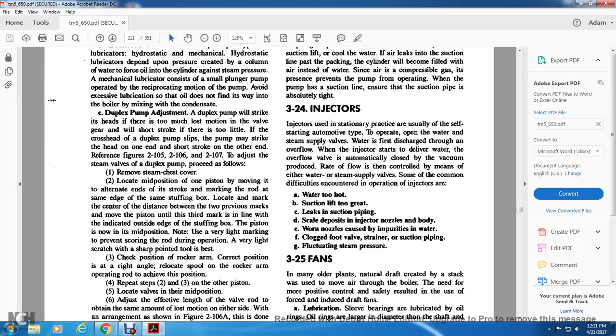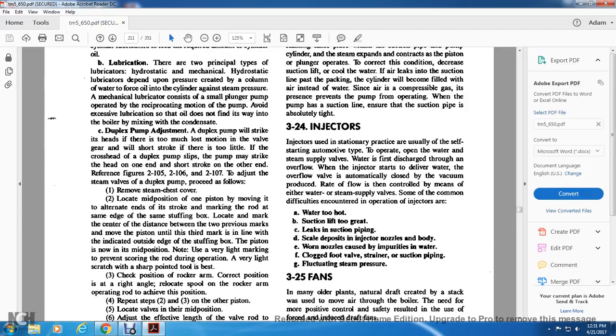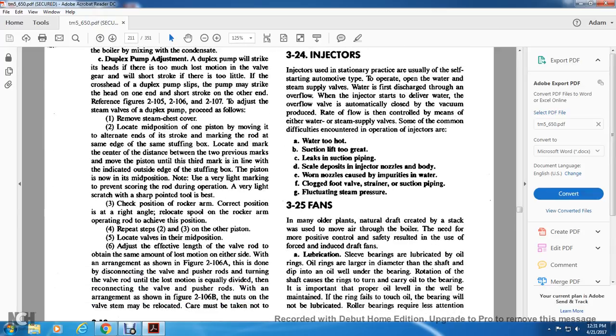Some of the common difficulties encountered with the operation of injectors are: water too hot, suction lift too great, leaks in suction piping, scale deposits in injector nozzles and bodies, worn nozzles causing impurities in the water, a clogged foot valve and strainer in the suction piping, and fluctuating steam pressure.